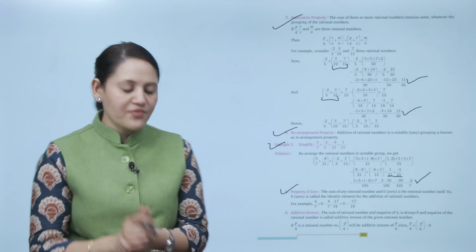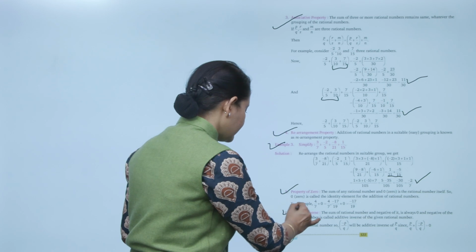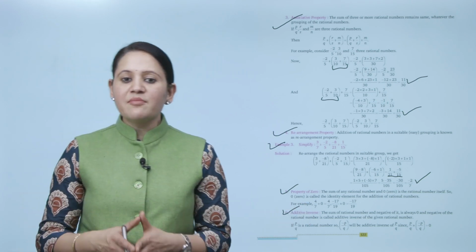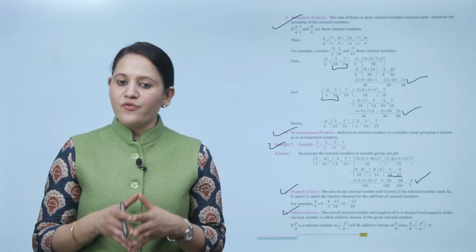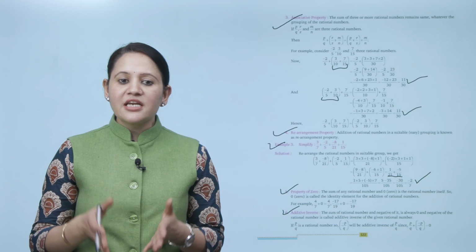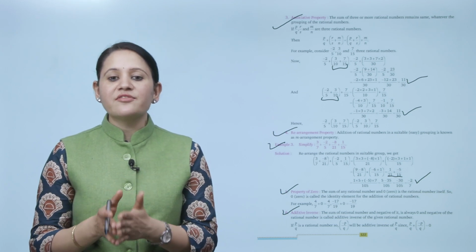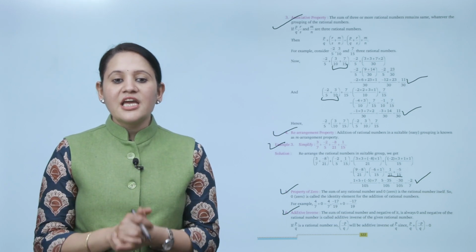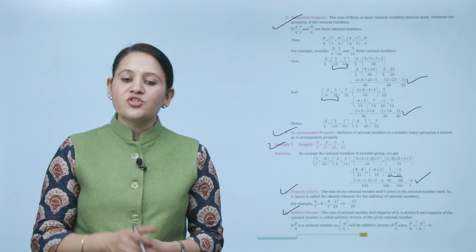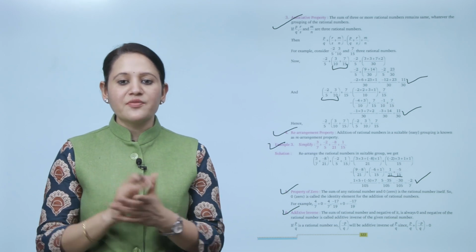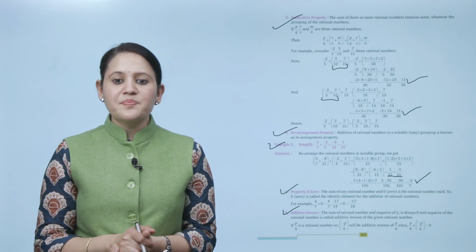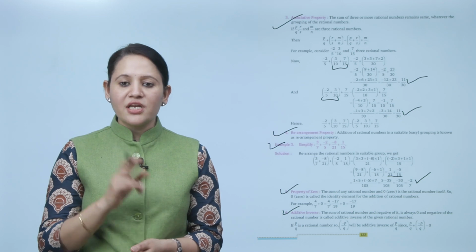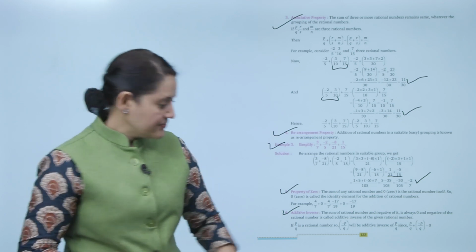Next is additive inverse. The sum of a rational number and the negative of it is always 0. The negative of a rational number is called the additive inverse of the given rational number. If p by q is a rational number, then minus p by q will be the additive inverse of p by q. Since p by q plus minus p by q gives the result 0.